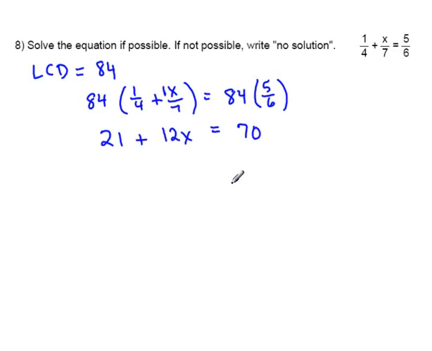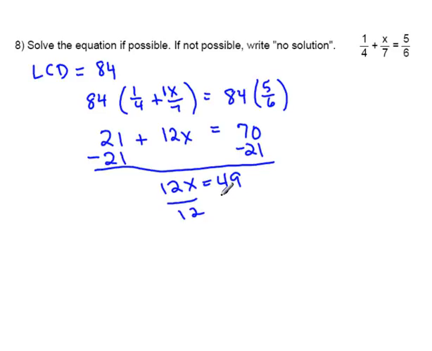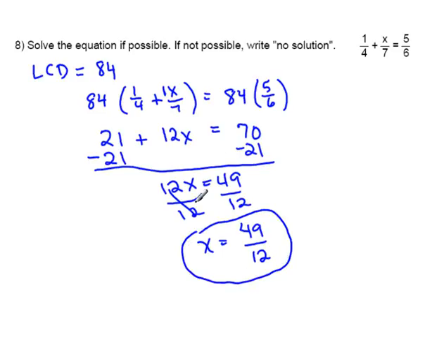Now that's a simple equation that you're very comfortable solving because you don't have any more fractions. We want to isolate the x, so let's get rid of the 21. Since it's positive, we will subtract it from both sides. And you get 12x equals 49. Divide everything by 12, and then reduce the fraction if possible. 49/12 does not reduce, so that is the answer. Leave it in fraction form, don't put it in decimal form.